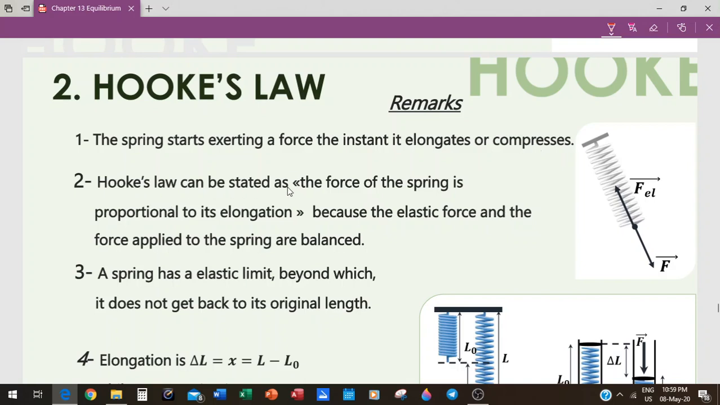Hooke's law can be stated as: the force of the spring is proportional to its elongation.